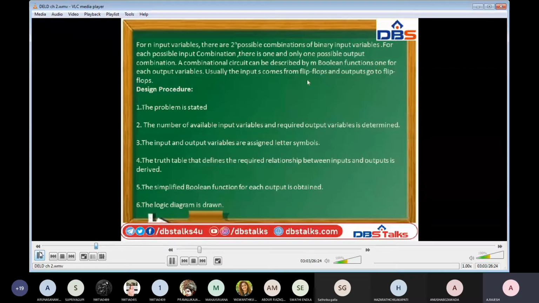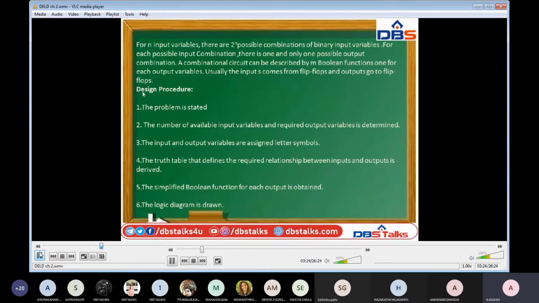Usually the input comes from a flip-flop, and the output goes to a flip-flop. That means these logic circuits are given an input from a flip-flop, either 0 or 1, and the output will be either 0 or 1. And how are we going to design a combinational circuit?